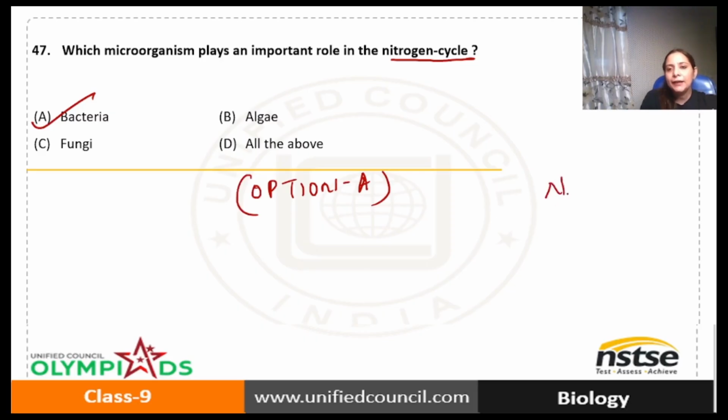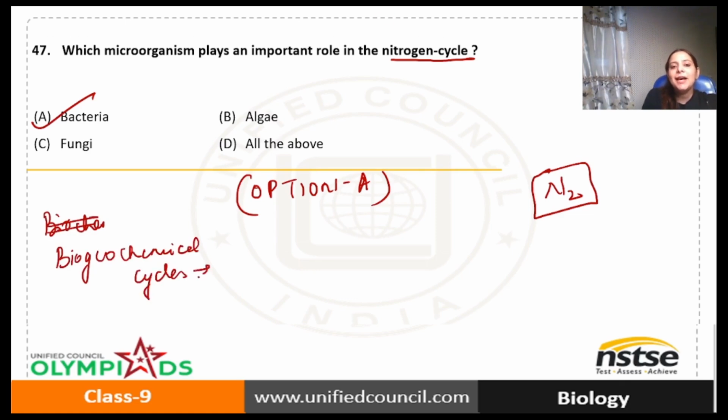Basically, what is the nitrogen cycle? See, nitrogen is present in air. If we speak about any such cycle, they are called biogeochemical cycles. These cycles indicate the cyclic flow of nutrients and other substances between the abiotic and the biotic components of the ecosystem.